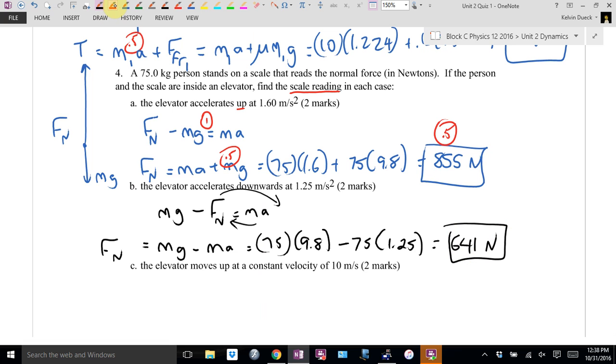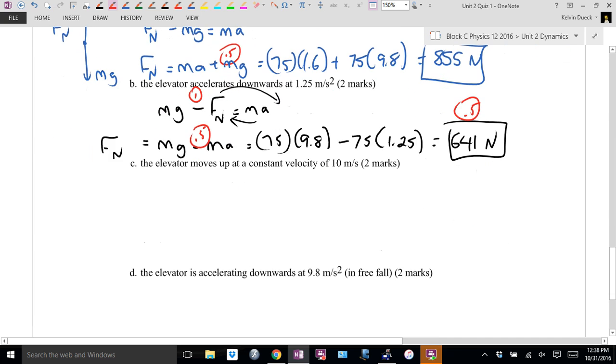2 marks. Again, 1 mark for that, half mark for getting the normal force by itself, half mark for plugging in the numbers correctly. You can see, by the way, Taylor, really, I'm not that interested in the answer. I'm interested in the method. You can make math mistakes and still get most of the marks on a big question, right?